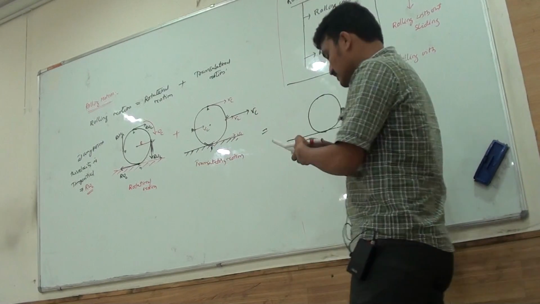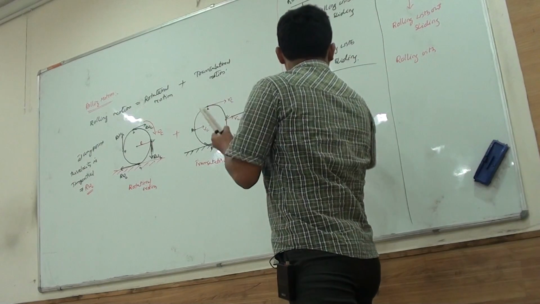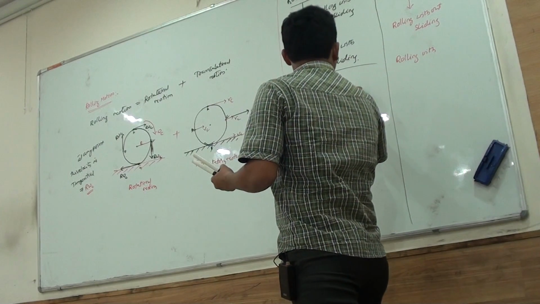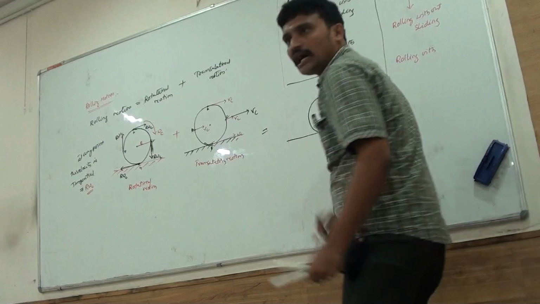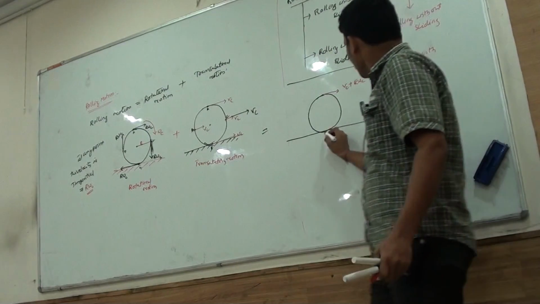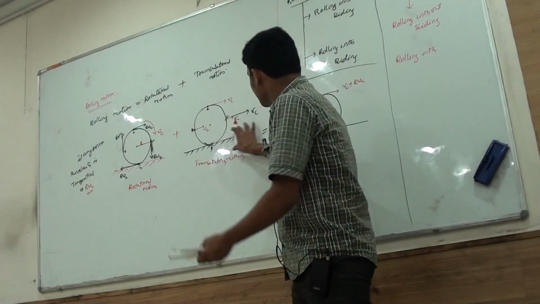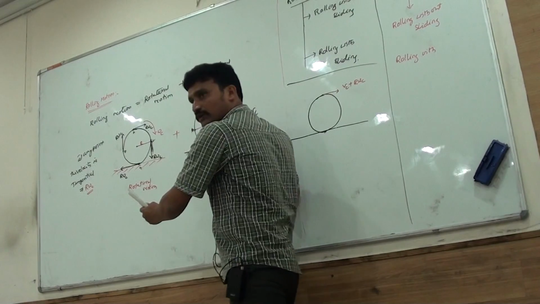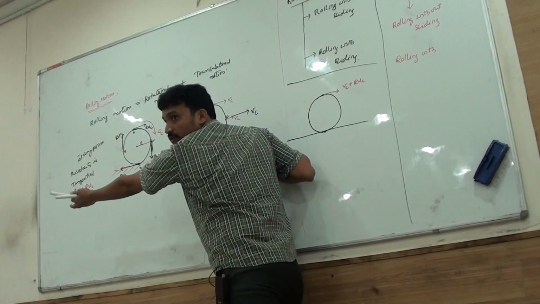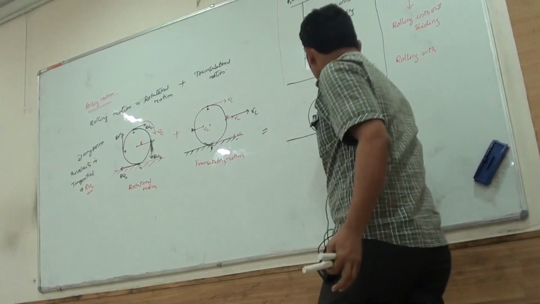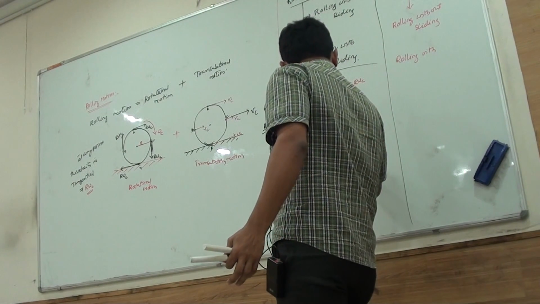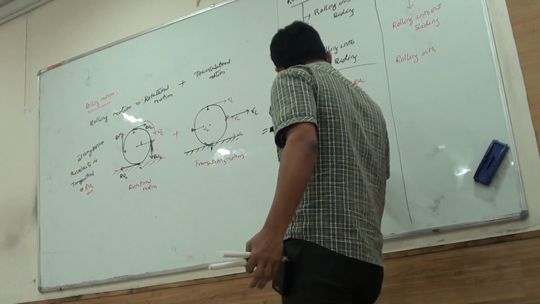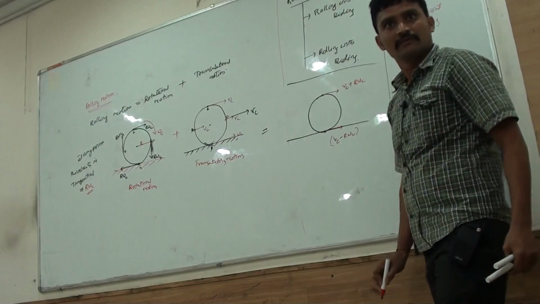So what's happening to the velocity here? Here the velocity is Vc plus r omega c. At the bottom point, what's the velocity? Vc is in this direction, rightward, and r omega c is leftward. If you combine both, the velocity at this point is Vc minus r omega c.